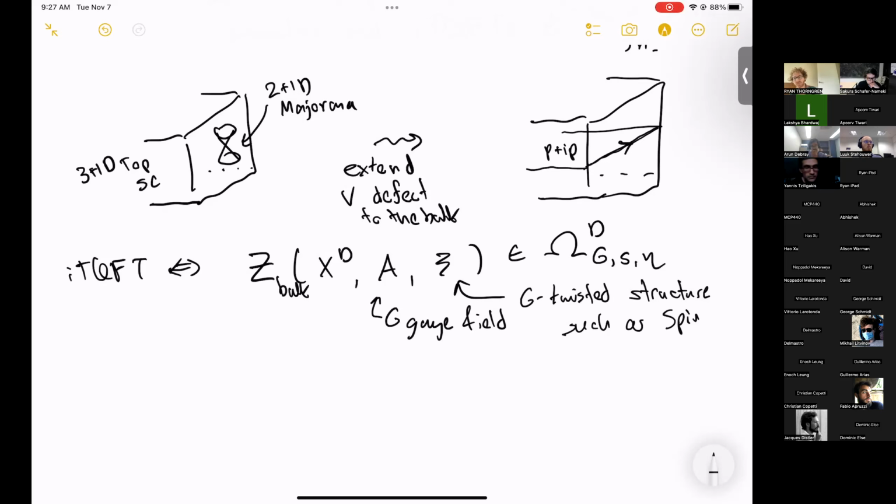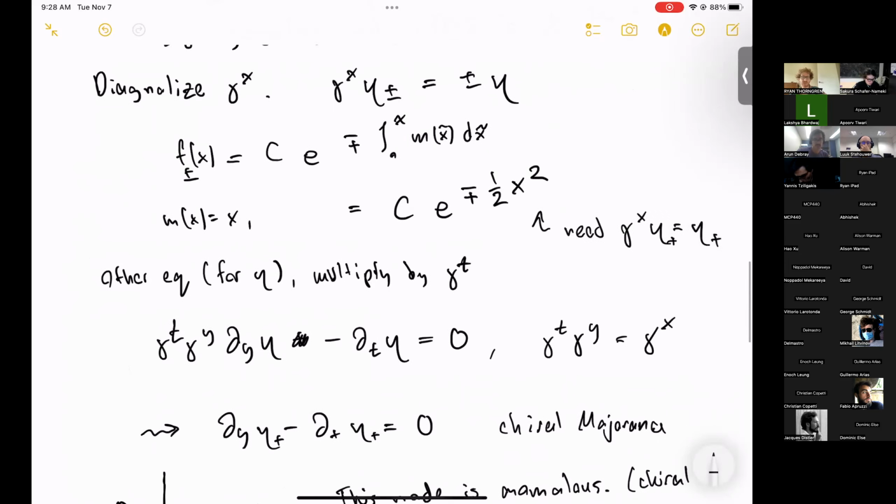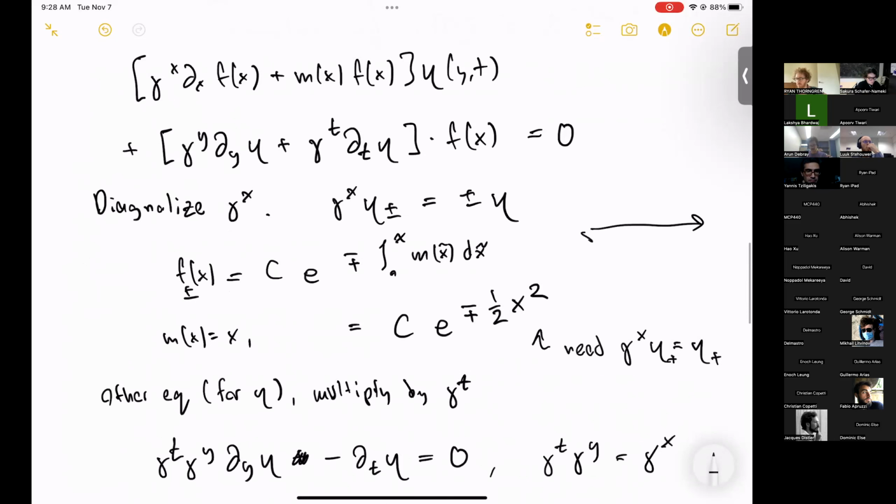Okay, now I can answer your question. Where is the mass positive and which negative? Here we chose a mass that was just equal to x, the simplest mass profile that you can have. So it's like this. It's positive on one side, negative on the other side.